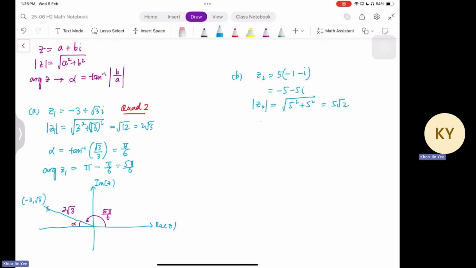Here, alpha is equal to tangent inverse of 5 over 5. So this is pi over 4, 45 degree isosceles triangle. So technically, you don't even need to do this. You know your complex number is going to form a right angle isosceles triangle, so you don't need to do that whole thing. So where is my complex number? Over here. Negative 5, negative 5.